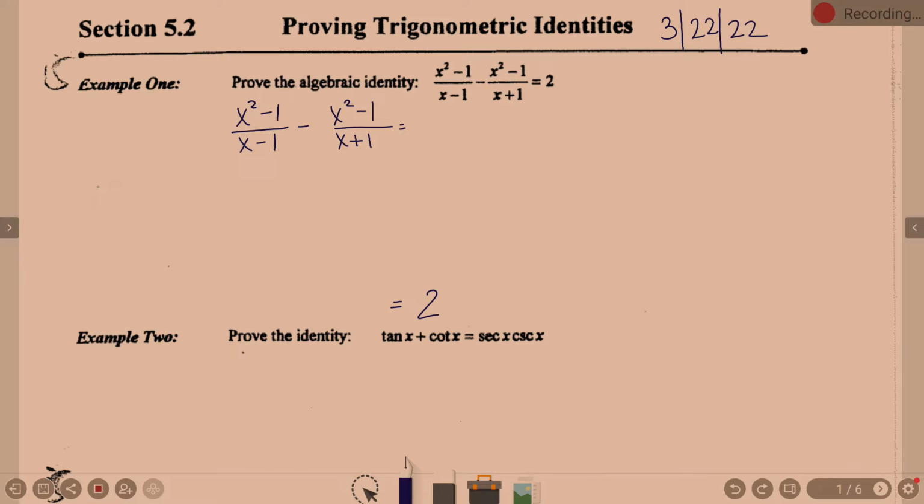My steps have to show how this happens. Don't just say, oh, it equals 2, believe me.